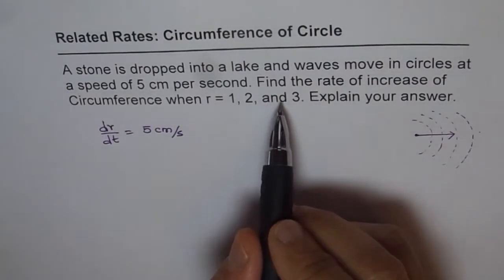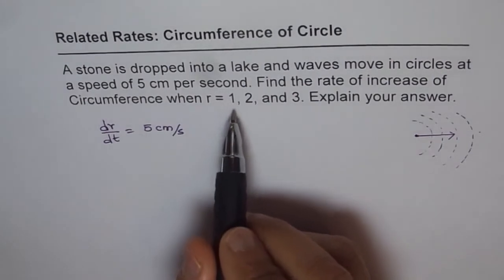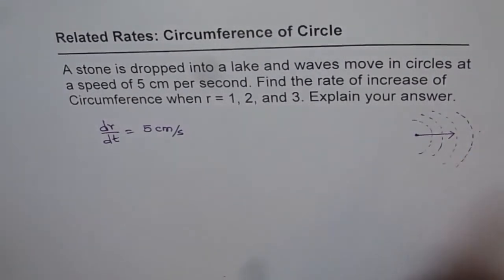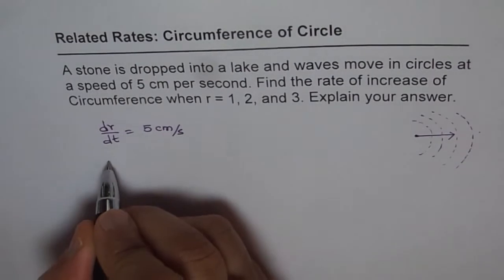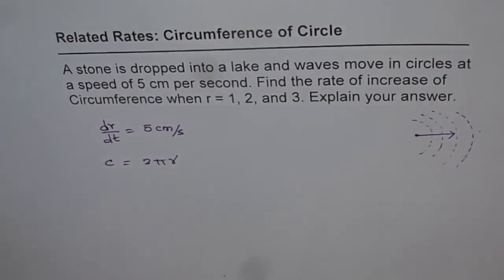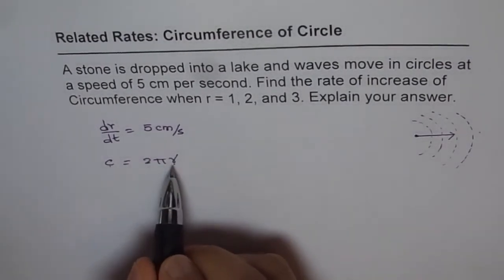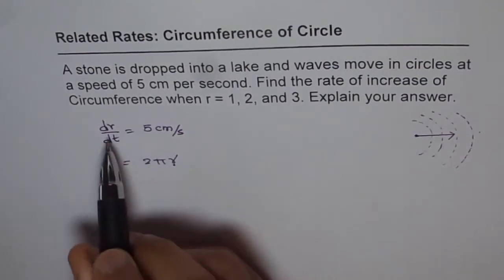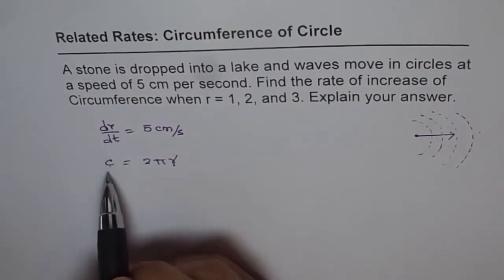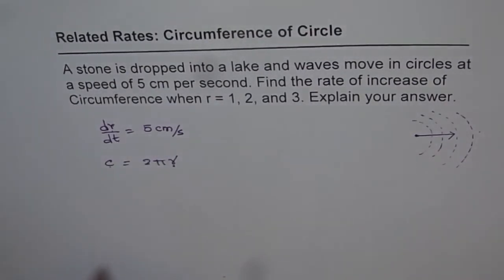Second part. Find the rate of increase of circumference when r equals 1, 2, 3 and so on. Explain your answer. So what is circumference? Circumference is 2 pi r. That is how circumference is related with radius. So basically we are trying to connect two things, and so we have related rates, correct? If circumference is related to radius and there is a rate of change of radius, there has to be a rate of change of circumference also, since both are related, and this is all about related rates.